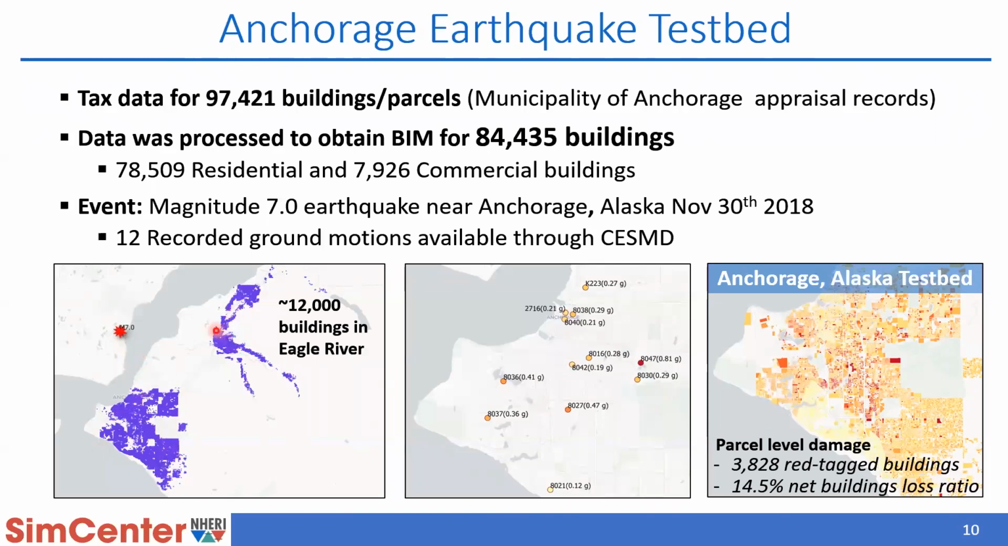There is another community a little bit to the north. It's called Eagle River. So in this testbed, we included 12,000 buildings in that community too in the simulation. And we basically obtained most of the data we have about the buildings from the tax records. So from the tax appraiser records, there was 97,000 records, and we have processed this, and we were able to get information for 84,000 buildings.